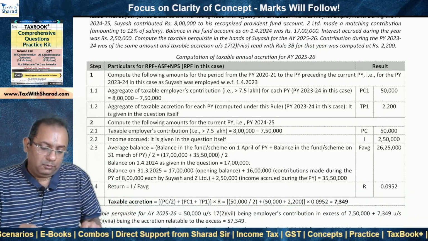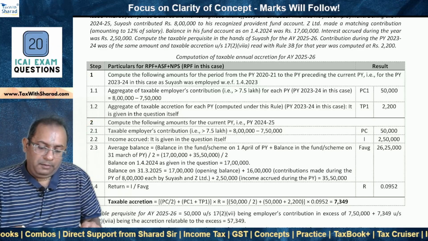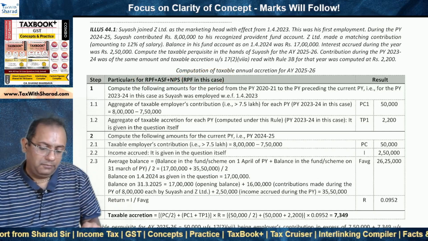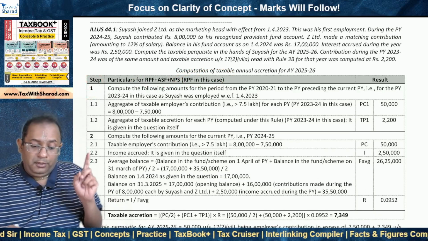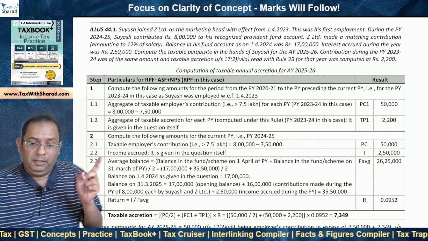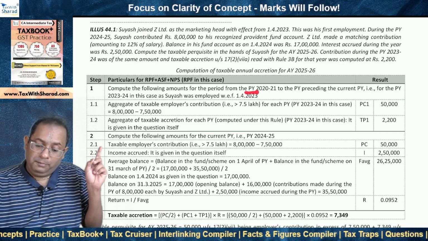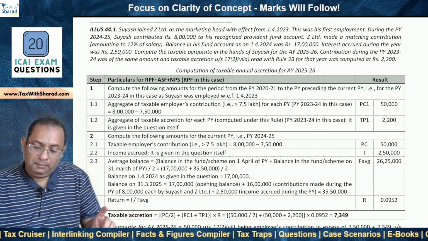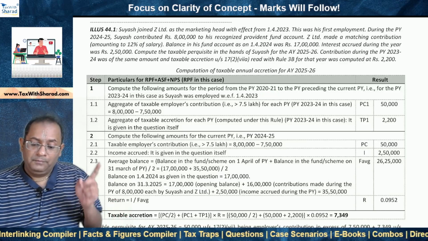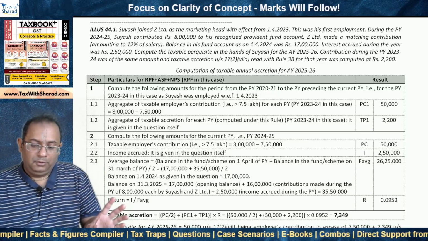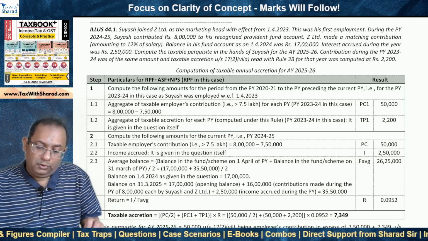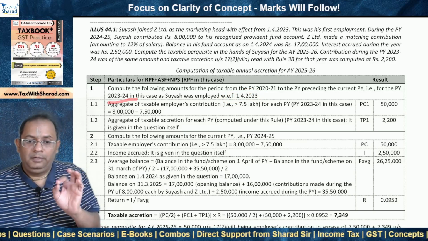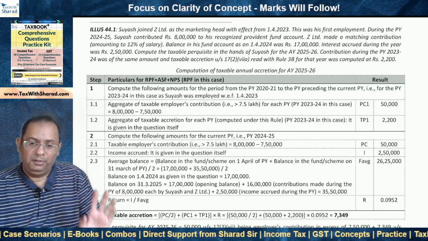Okay. So steps 1, 2 and 3, and particulars for RPF plus SPF plus NPS. Here in our example, there is only RPF, so we will only consider RPF. So step 1, we need to compute the following amounts for which period? For the period from the previous year 2021 to the previous year preceding the current previous year. That means from previous year 2021 to previous year 23-24. Here, since Suyash was employed only from 1st April 2023, this period will only be previous year 23-24, only one previous year will fall under this particular period.